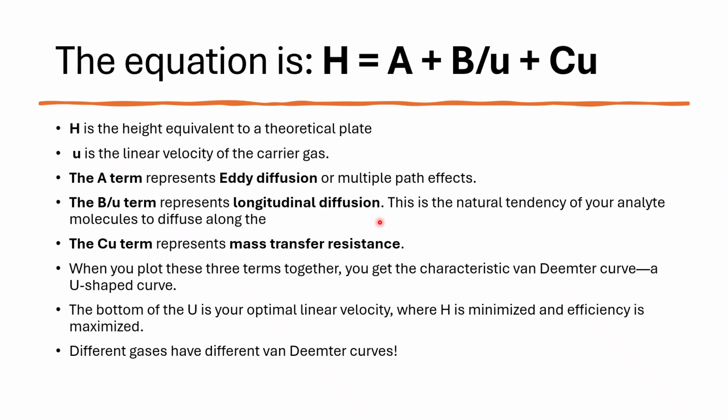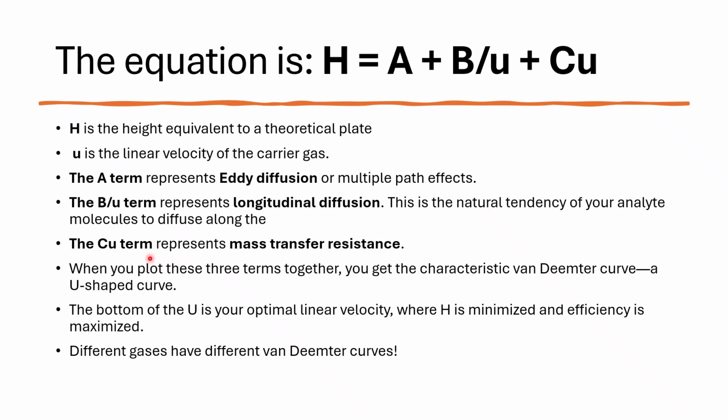This is the natural tendency of your analyte molecules to diffuse along the concentration gradient in the column. The longer they spend the time in the column, meaning the slower the flow rate, the more time they have to diffuse and the broader your peak becomes. That's why this term is inversely proportional to velocity. At high flow rates, there's less time for diffusion, so this effect is minimal.